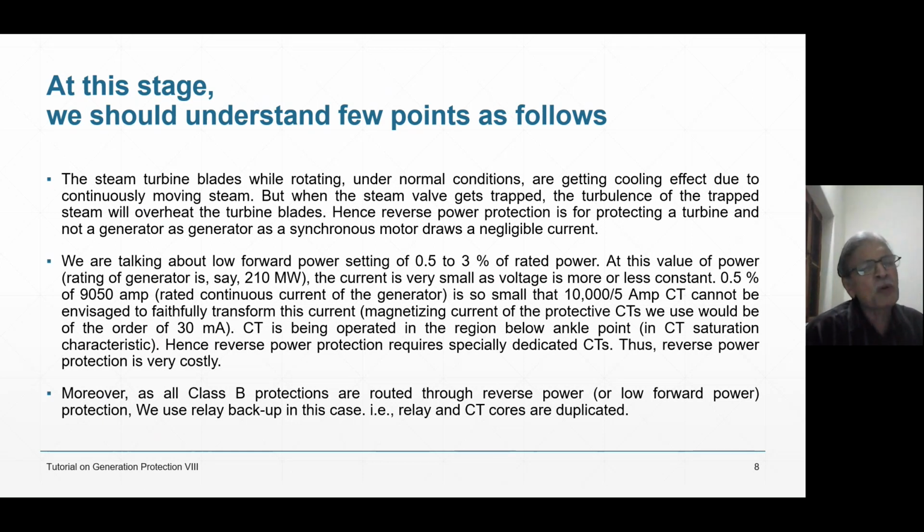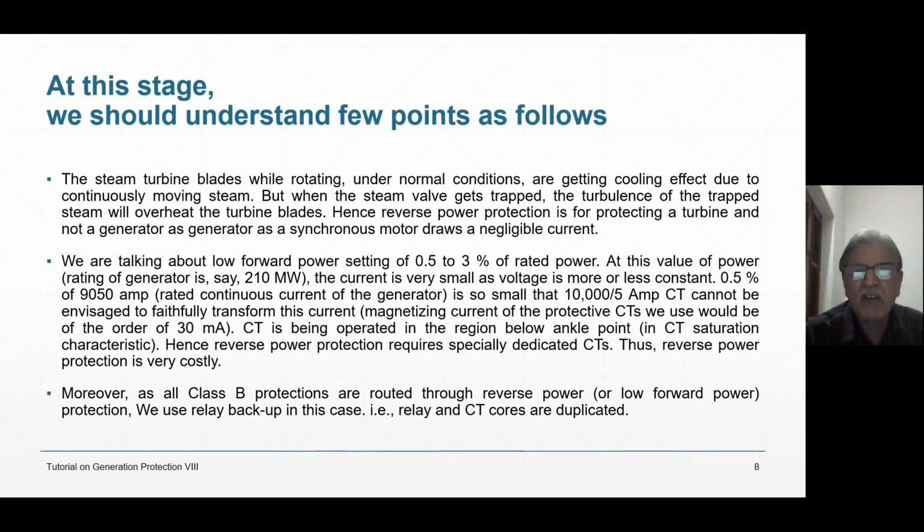Therefore, very specially manufactured CTs are required, which can transform this very low current, because current will reduce. You see, when power is reduced, voltage is constant. Power is root 3 VI cos phi. Root 3 is constant, cos phi is constant, V is constant. So only I has to reduce. So to sense such a small current, very specially constructed CTs are required.